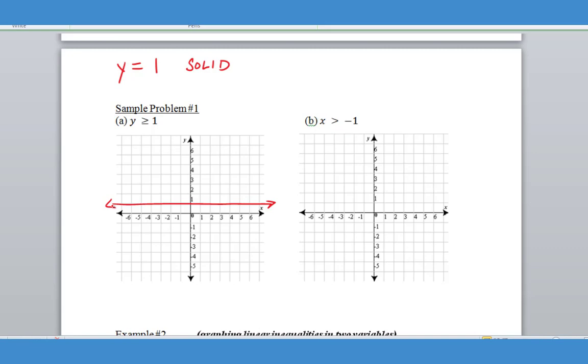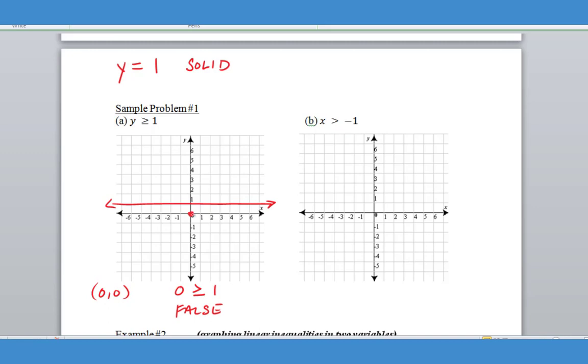Now I want to test a point that is not on the line. It is extremely important that you test a point that is not on the line to see if it's true or false. So I'm going to test (0, 0). (0, 0) seems to always be a really good test point. Occasionally you're going to find that (0, 0) falls on the line, so we don't want to do that. But I'm going to test (0, 0). Now in this case, I only have y greater than or equal to 1, so I'm only going to use the y value. So 0 is greater than or equal to 1. And I know that to be a false statement.